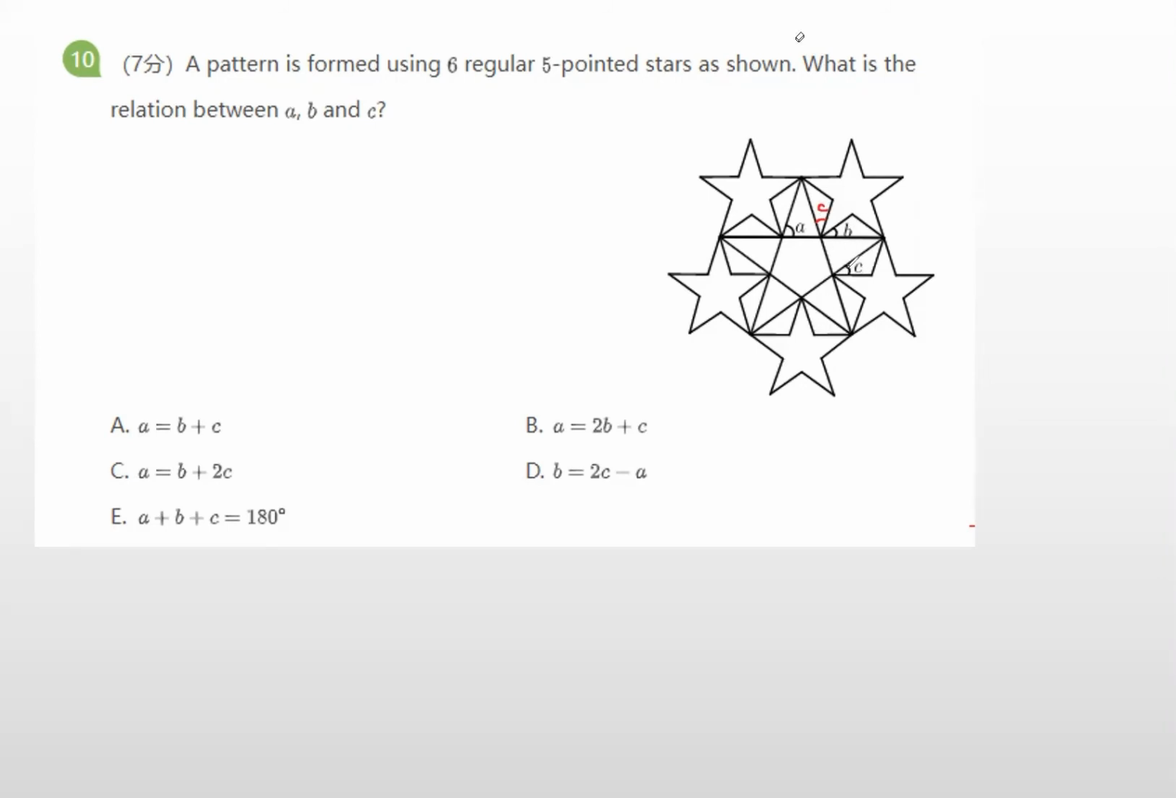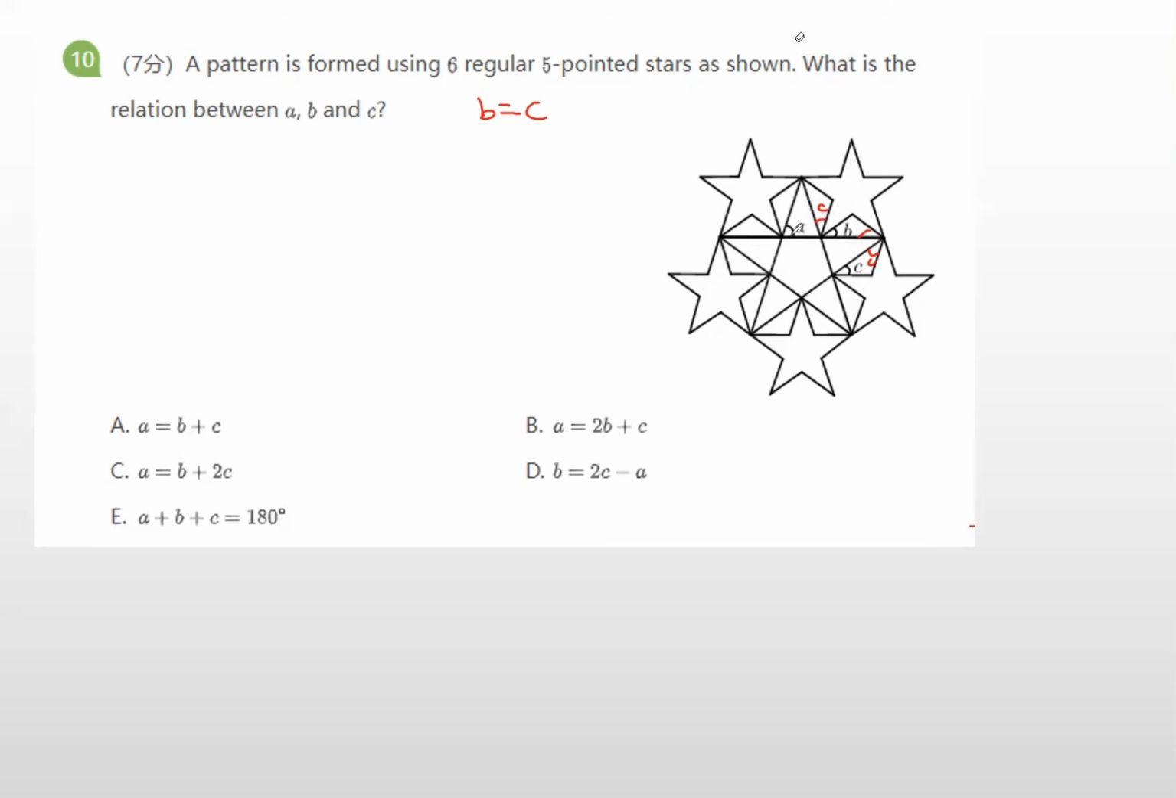Since they are isosceles triangles, B here is equal to C here, this is also C. This is also B or C. So B is equal to C. We know that B is equal to C because it's an isosceles triangle, right? Then what can we do? We see that A is here.